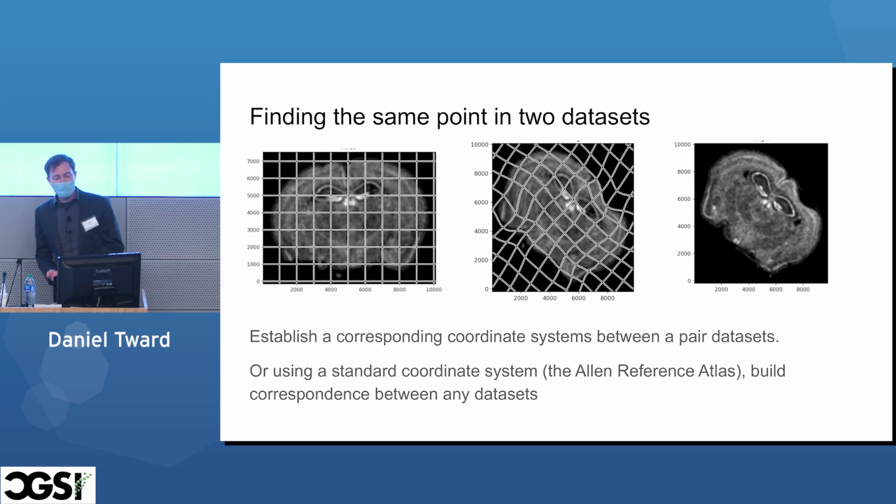If we can do this, we can establish a corresponding coordinate system between pairs of spatial transcriptomics data sets, and we can align them and make comparisons between their varifolds to see how similar or different they are as a function of genes or as a function of space. On the other hand, if we use a standard coordinate system, just like you often align genes to a standard reference genome, we have a way of comparing any data set to any other data set. They just need to go through this standard coordinate system. And in neuroscience, the Allen Reference Atlas is such a coordinate system.